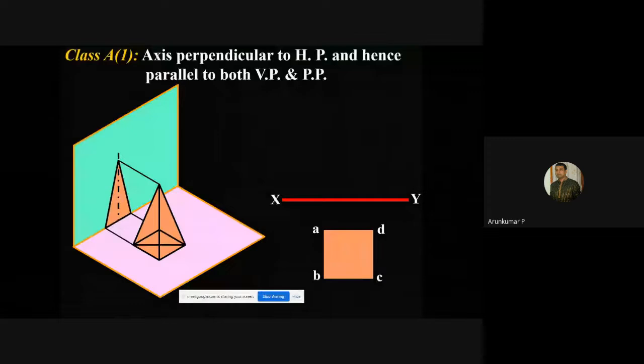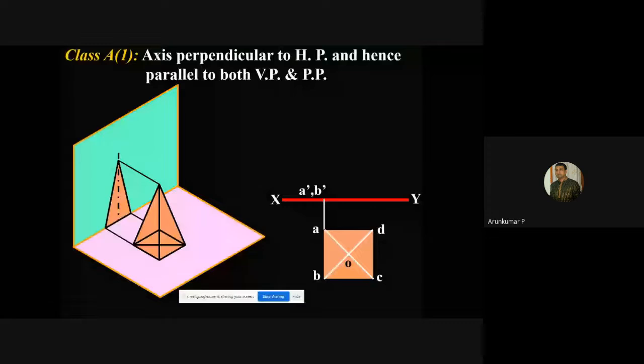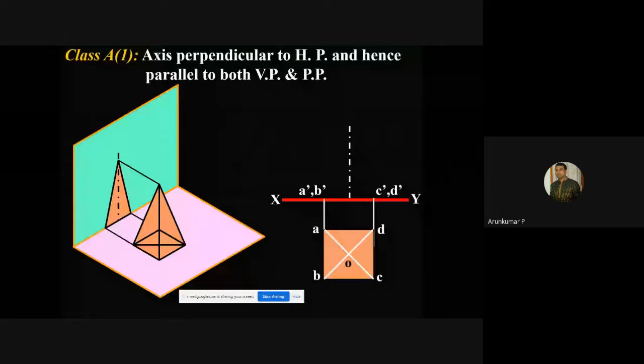And then join the opposite corners. The corners of the base, say AB, you will get A dash B dash, CD, you will get C dash D dash. And since the base is on HP, the intersection of all these 4 points will end at the XY line. However, the apex, which is O, to get that, you will have to project it beyond the XY line, because any pyramid will have a height.